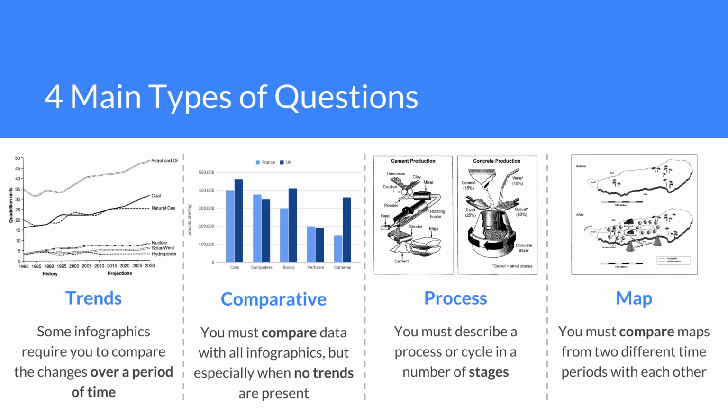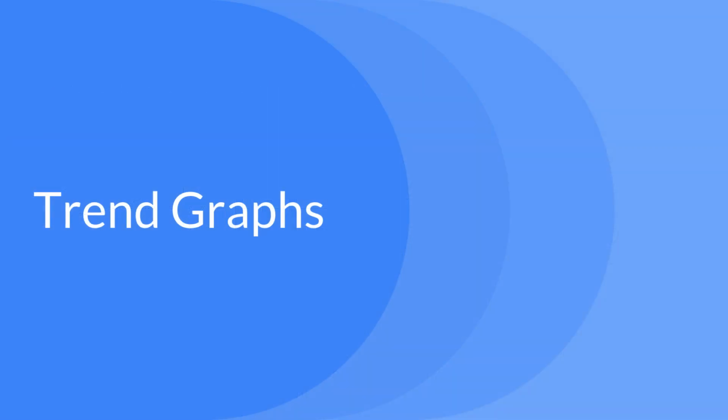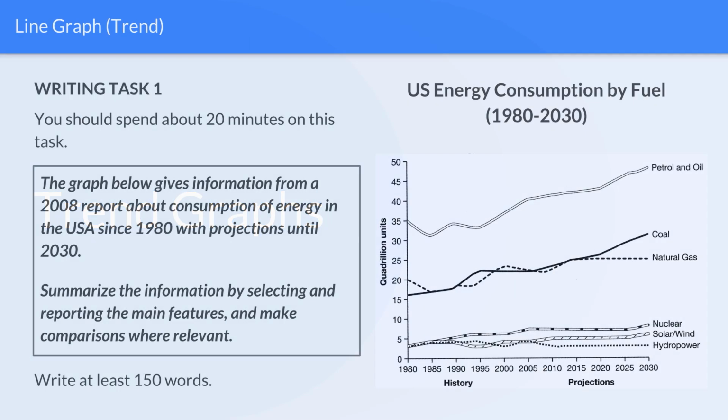Alright, so those are the four main types of questions. Let us now take a deeper look into what each of these questions look like. Let's look at some examples. So we'll start off with trend graphs.